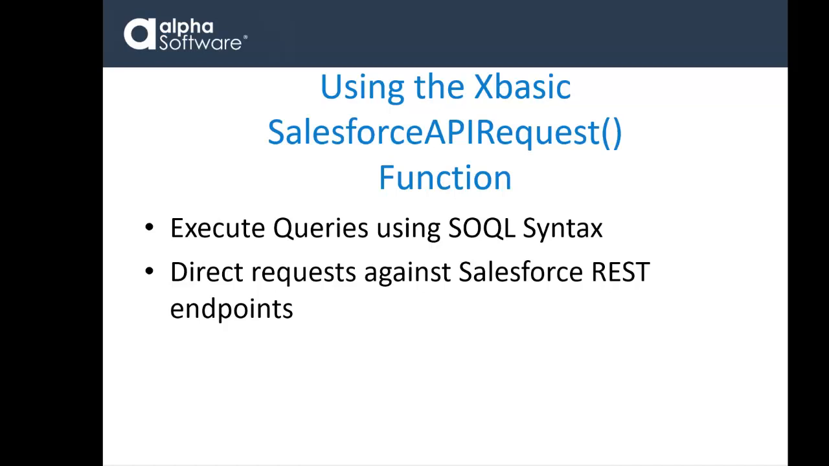In this video, we'll describe how you can make requests against the Salesforce REST API from your Alpha Anywhere applications. And we're going to describe how you can make these requests using a special XBasic helper function called Salesforce API Request.